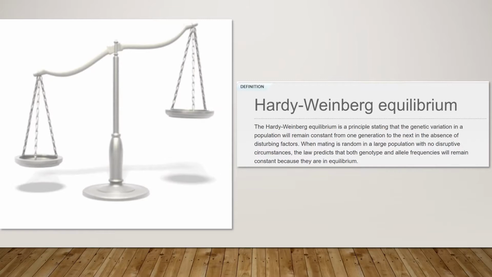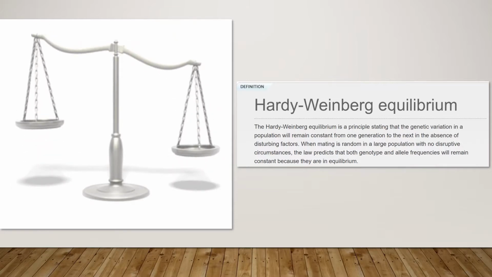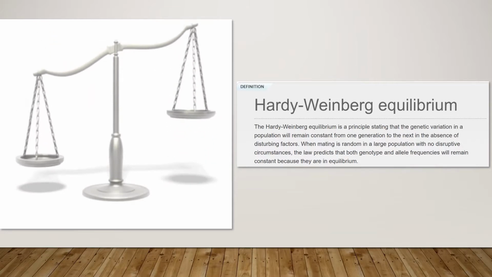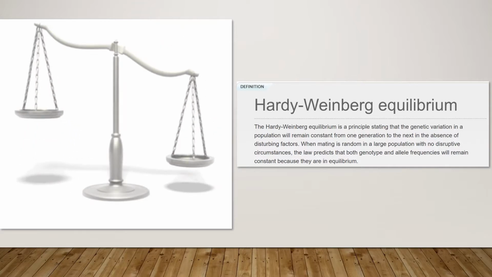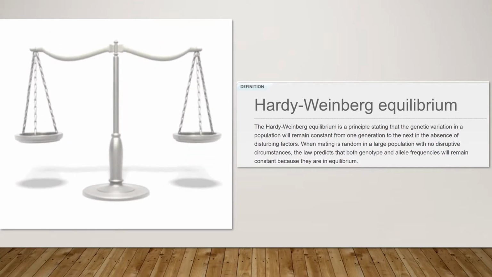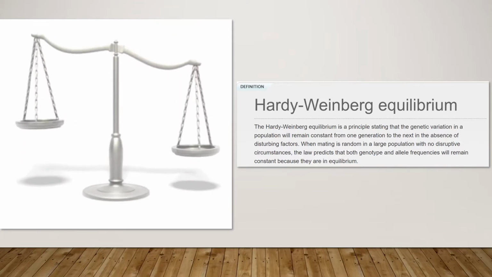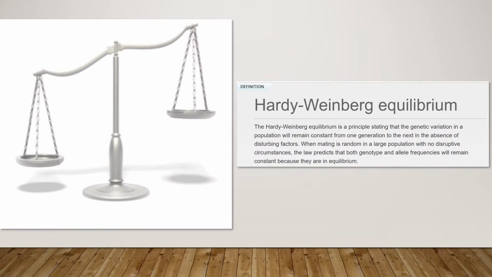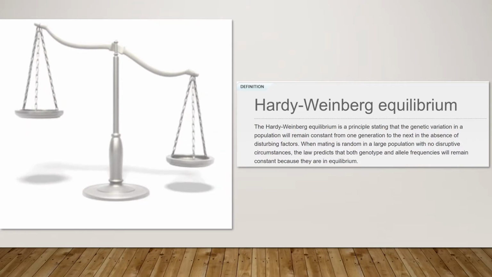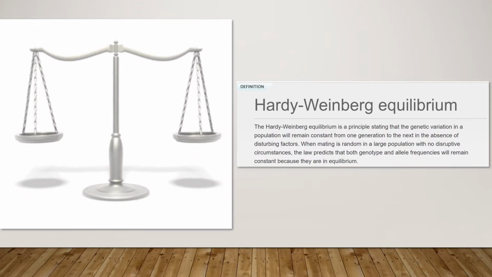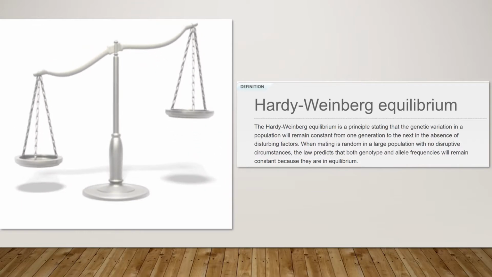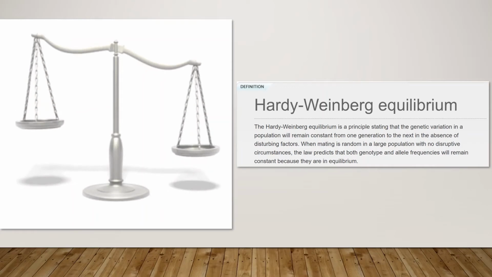So, Hardy-Weinberg equilibrium is a principle stating that the genetic variation of a population will remain constant from one generation to the next in the absence of disturbing factors. When mating is random in a large population with no disruptive circumstances, the law predicts that both genotype and allele frequencies will remain constant because they are in equilibrium.